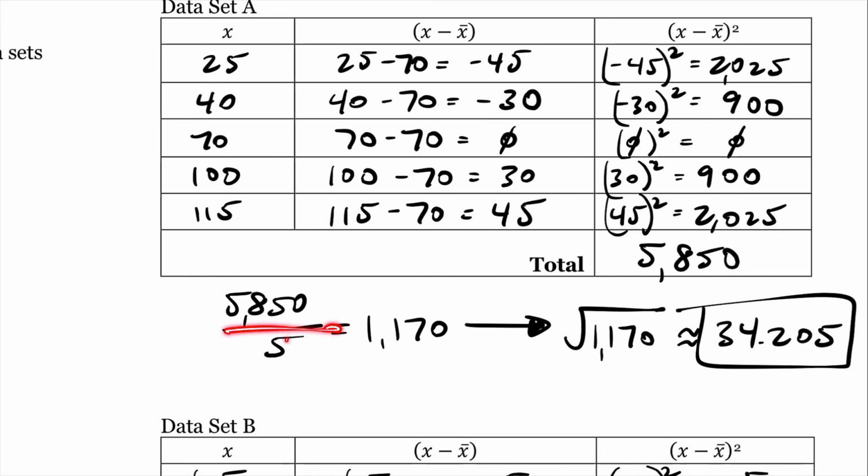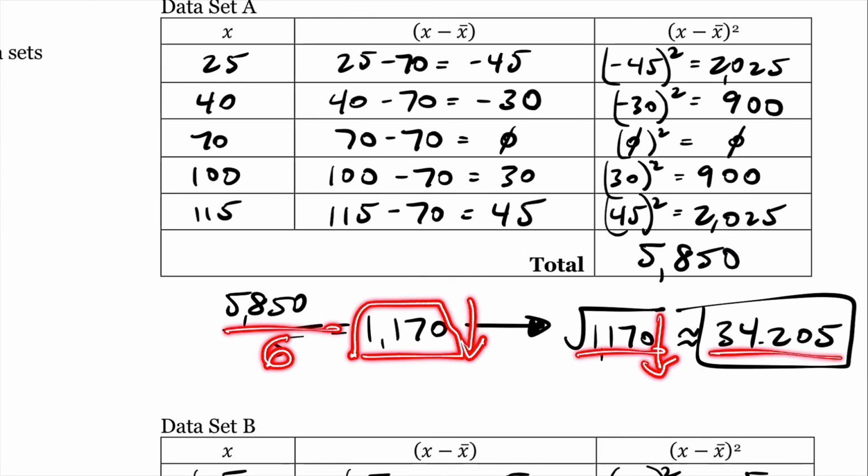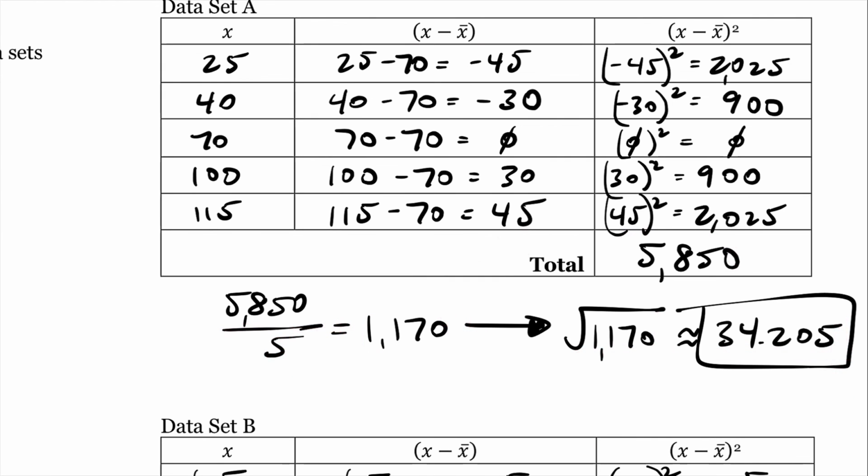But instead here, what would I divide it by? 6. So what happens when the bottom number on a division problem gets bigger? The overall answer gets what? Smaller. So this number would go down. This number would go down. Therefore, this number would go down.